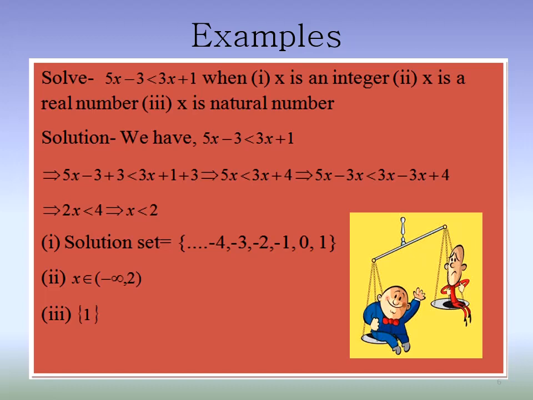Now the third one, when x is a natural number. As we know, natural numbers start from 1 up to plus infinity. So x less than 2 means we can get only a single natural number, and the natural number is 1, and the curly braces are given for the set symbol.